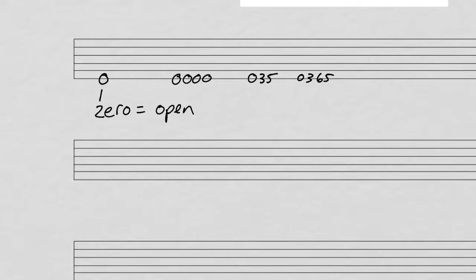There we go. So no matter what you see written, if you see a 0, that means to play that 6th string open. So 0 equals open. If I write 0, 0, 0, 0, I'm telling you to play the 6th string open 4 times. Let's say I did this. I played 0, 3, 5, 0, 3, 6, 5, 0, 3, 5.